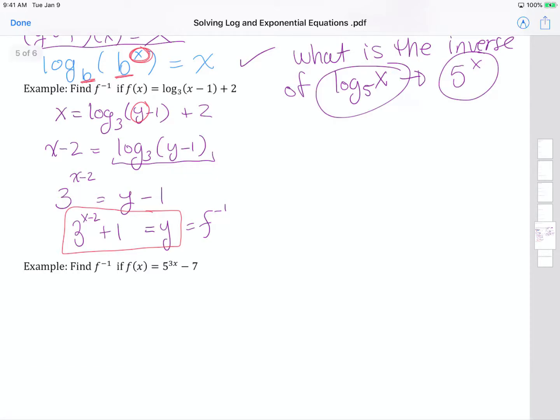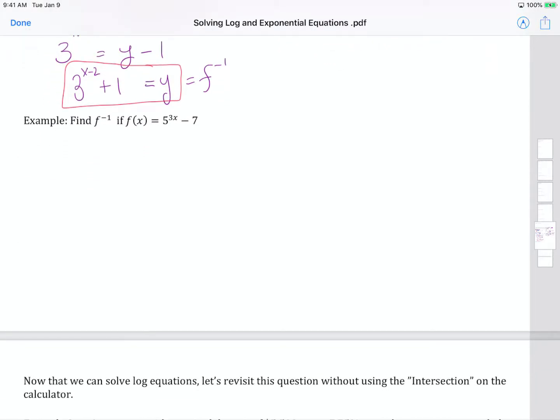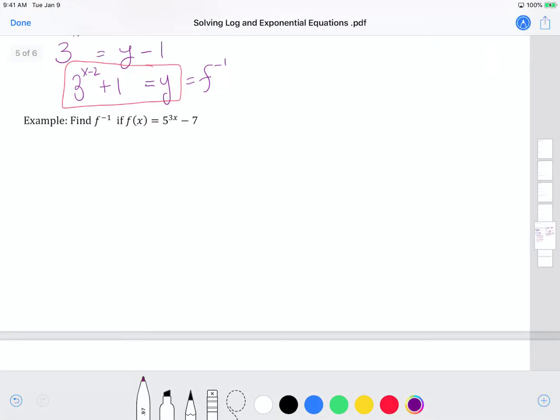Going in the opposite direction, if I have an exponential function and I ask you to find the inverse, then you're going to end up with a log function. So same as before, if you're looking for the inverse and it's in equation form, you switch the x's and the y's and you resolve it for y. So I'm going to rewrite this equation as x is equal to 5 to the 3y minus 7. So now I have to resolve this for y.